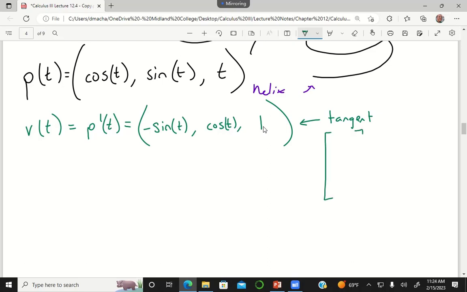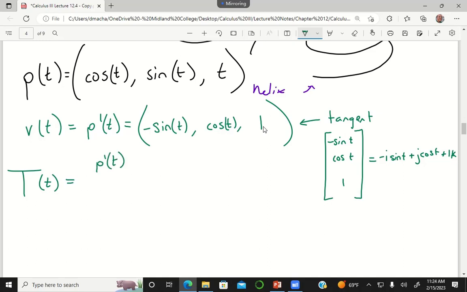Of course, I could rewrite it as a column vector like this, or I could rewrite it as negative i sine t plus j cosine t plus k, 1k. Either way, all valid ways of writing a vector. So it's a tangent vector, but it's not a unit tangent vector yet. In order to get the unit tangent vector, which we call capital T, I have to take this vector and then divide by its norm.